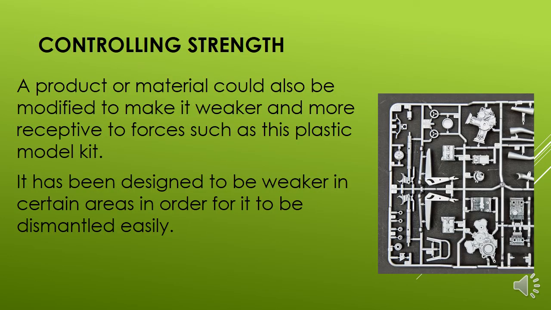Some materials are actually made weaker in order to allow them to function. So here is a model kit in the photograph, and you can see that it's actually been made weaker in parts. Have a think about what the manufacturer has done in order to make those little parts pop out. I think it's to make a model plane kit.